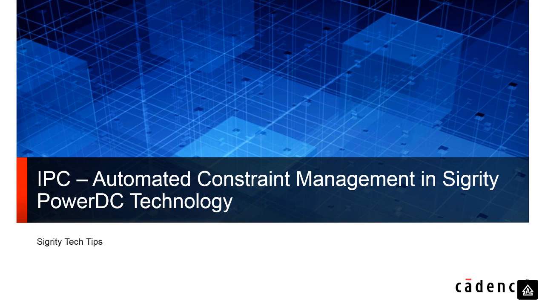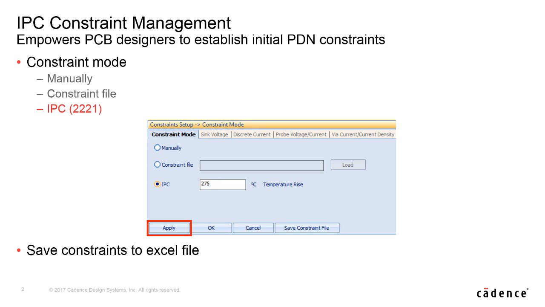Today, we're going to look at a demo of IPC-based automated constraint management configuration with Sigrity Power DC technology. There are three ways to set up DC constraints in Power DC. You could manually enter constraints, automatically generate constraints using IPC standards, or you could reuse constraints from before that you've saved as an Excel spreadsheet.